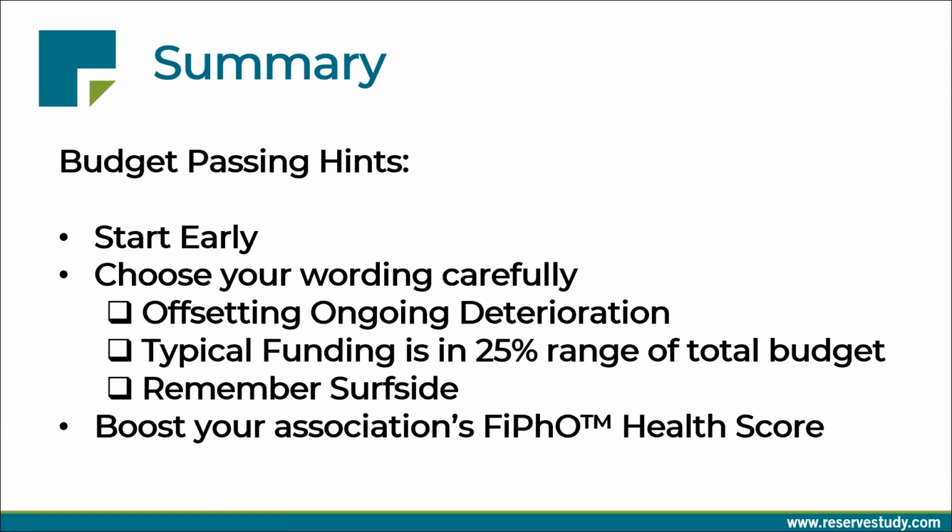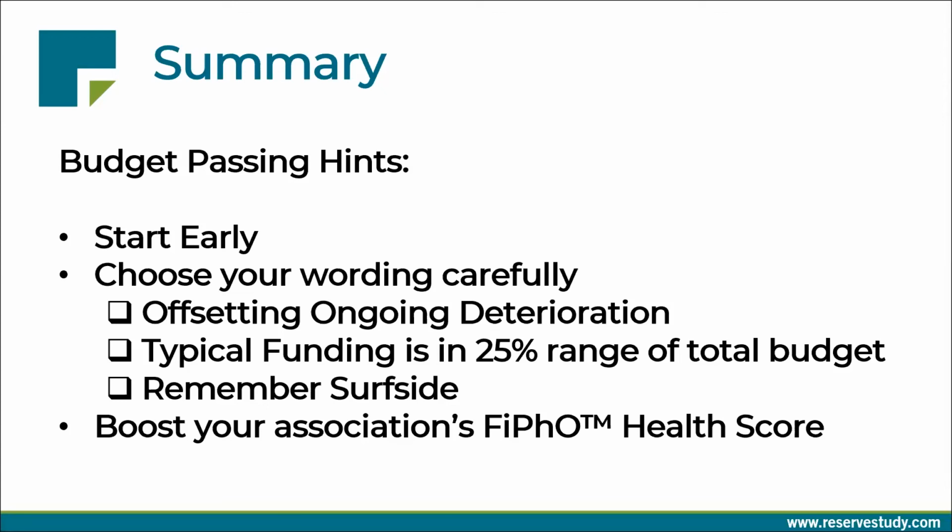And if people are saying, this is crazy, this is way too much money, remind them that it's normal. Typical reserve funding is indeed in the range of 25% of total budget. It's just what other associations are doing. If they are not, they are facing special assessments. That's just the truth. And your trump card is remember Surfside. That property had poorly funded reserves. They were behind years of maintenance, and we all saw that tragic collapse. And hopefully we remember that as we move forward.